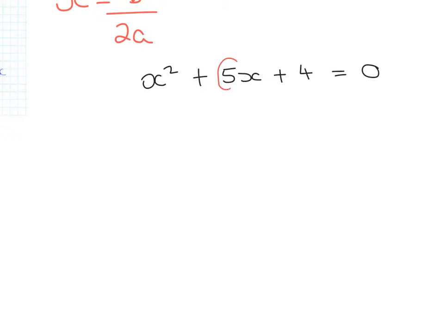We call the number in front of x the sum. We call the number on its own without a variable the constant. We call that the product. We firstly find the factors of the product.